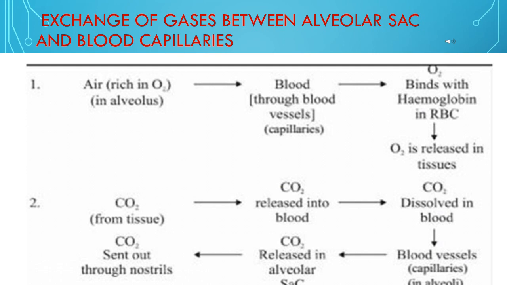Second, from the blood, carbon dioxide diffuses into the alveoli. As carbon dioxide is more soluble in water than oxygen, it is transported mostly in the dissolved form in our blood. From the tissues, carbon dioxide is released into the blood and next to the alveolar sac, and from here carbon dioxide is sent out through the nostrils.